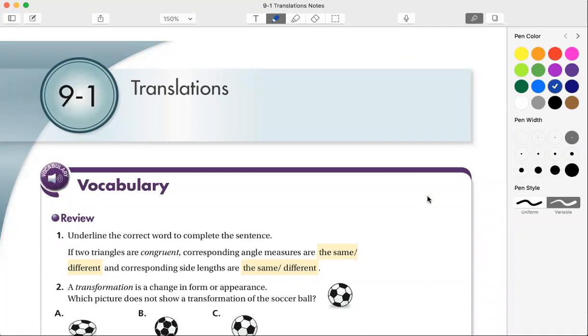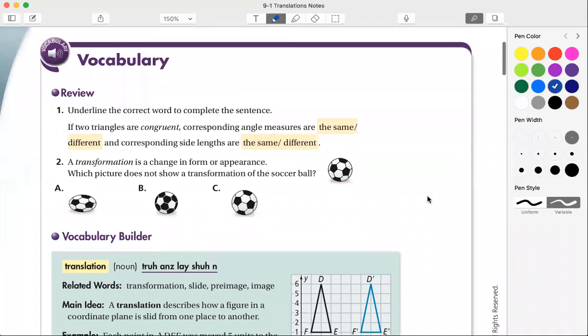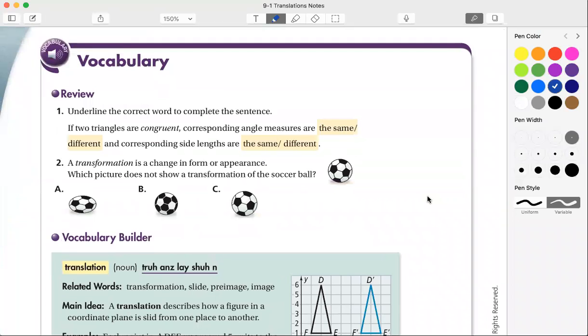All right, this is section 9-1, translations. Underline the correct word to complete the sentence. If two triangles are congruent, the corresponding angle measures are the same, and corresponding side lengths are the same. So a transformation is a change in form or appearance. Which picture does not show a transformation of the soccer ball?